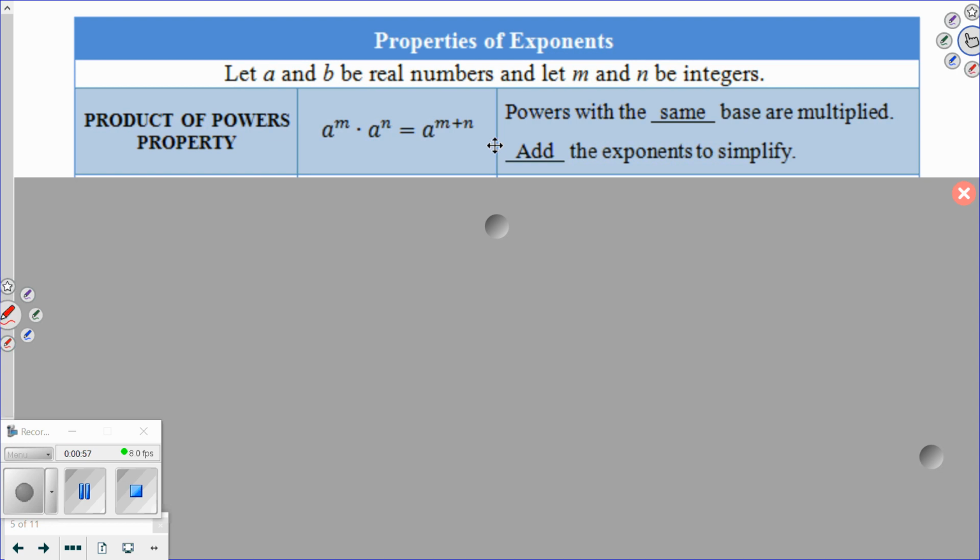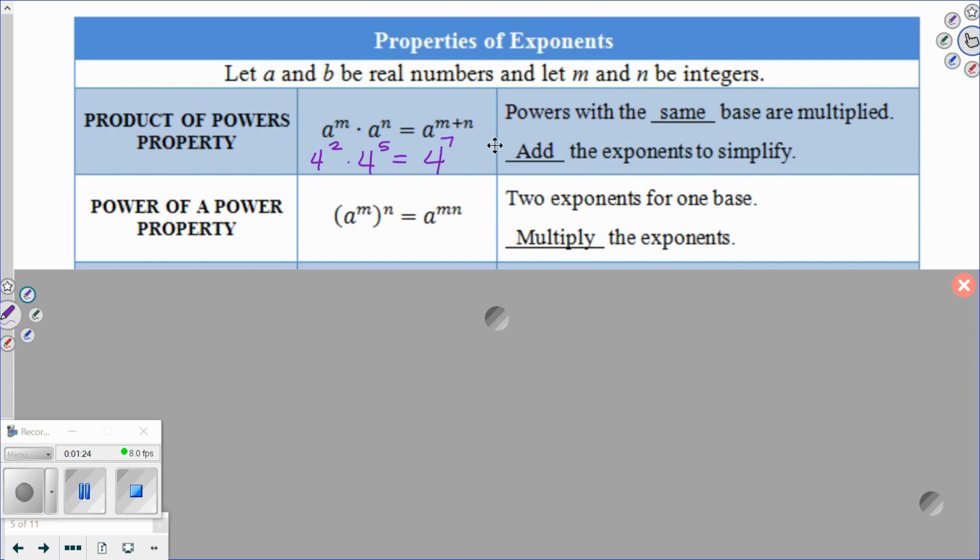But just so you can have a number example in here, if I had 4 squared times 4 to the 5th, okay, the base numbers match, right? So it's going to stay a 4. And then you add your exponents. 2 plus 5 is 7, so that's 4 to the 7th. Okay, so the base number stays the same. Add your exponents together.